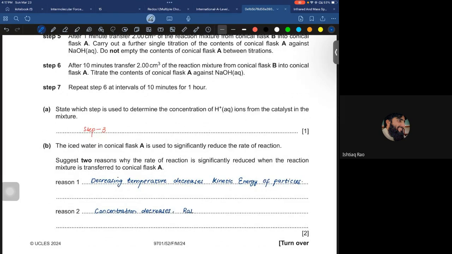So I can say the rate of reaction decreases.